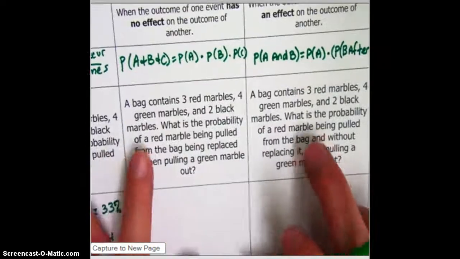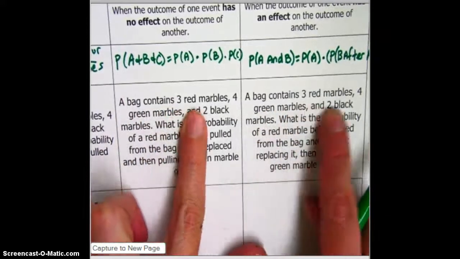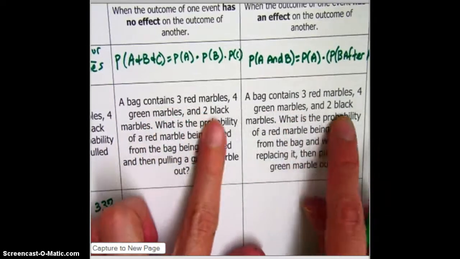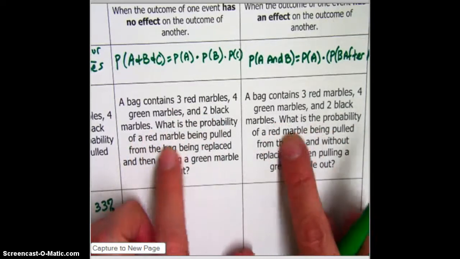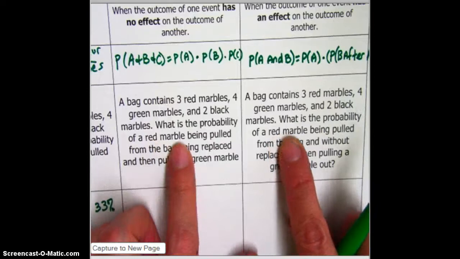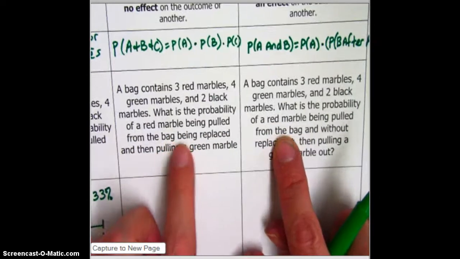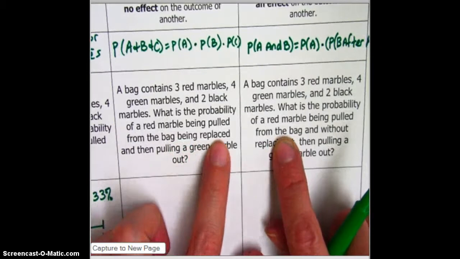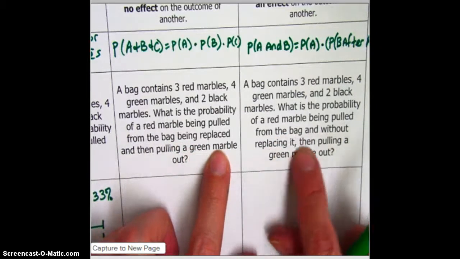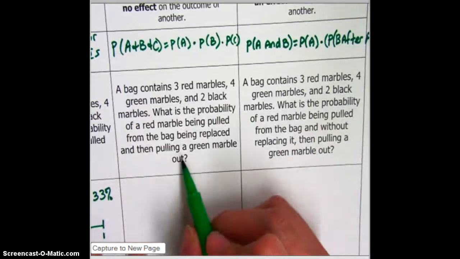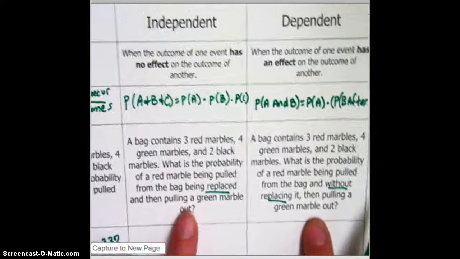So let's look at these two examples. They're almost identical. It says a bag contains 3 red marbles, 4 green marbles, and 2 black marbles. What is the probability of a red marble being pulled? So in both of them we're going to pull a red marble from the bag. Now here's where it's different. This left one says it's going to be replaced and then pulling out a green. The right one says without replacing and then pulling out a green. So this one says replacing, this one says without replacing. So that's where your differences are.